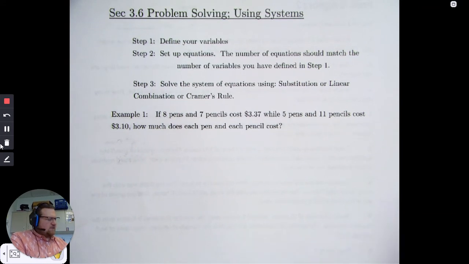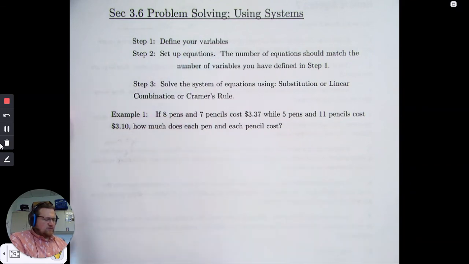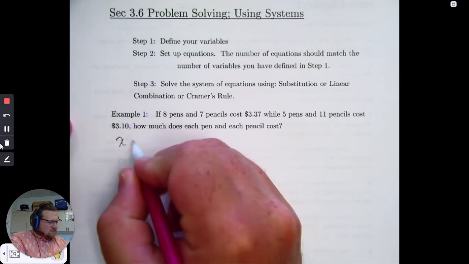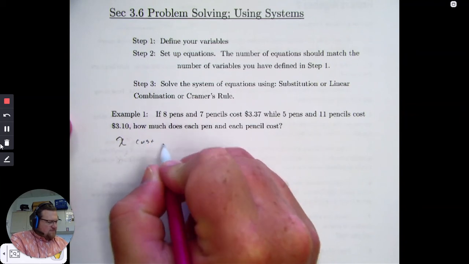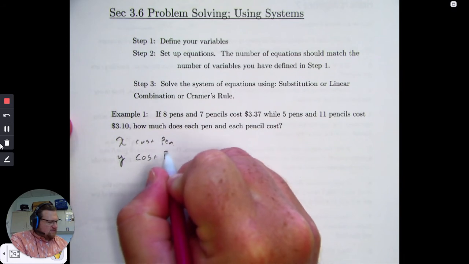But our first step, when we look at a problem, as it says here, is to define your variables. So we look at our situation: 8 pens and 7 pencils cost $3.37, while 5 pens and 11 pencils cost $3.10. So how much does each pen or pencil cost? What we're trying to determine is the cost of a pen and the cost of a pencil. So x is the cost of a pen, and y is the cost of a pencil.